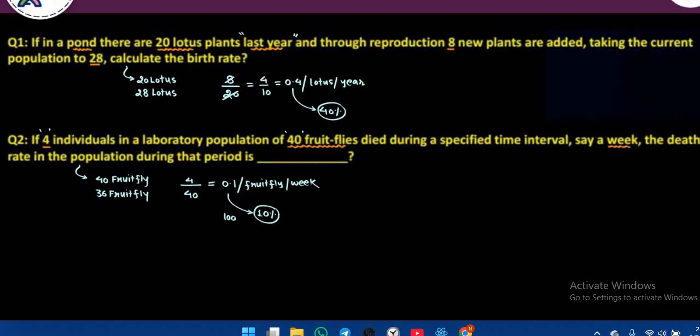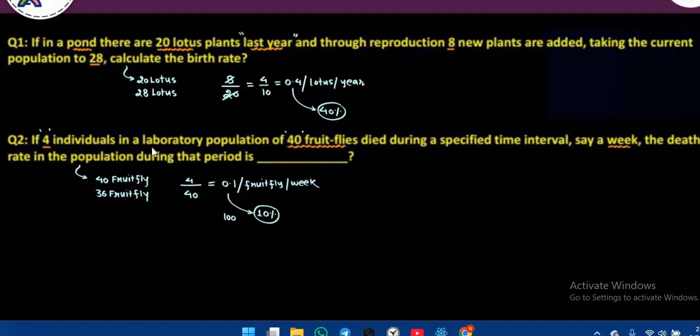Question number first. If in a pond there are 20 lotus plants last year and through reproduction 8 new plants are added, taking the current population to 28, calculate the birth rate. 20 lotus, 28 lotus. 8 by 20, 4 by 10 is equal to 0.4 lotus per year. 40% increase, the birth rate.